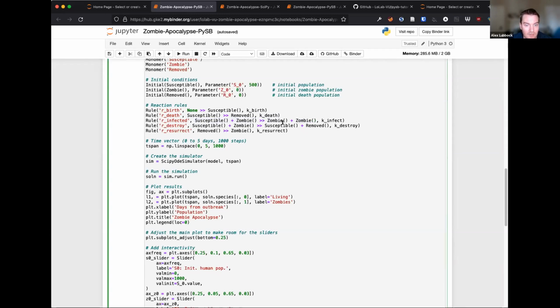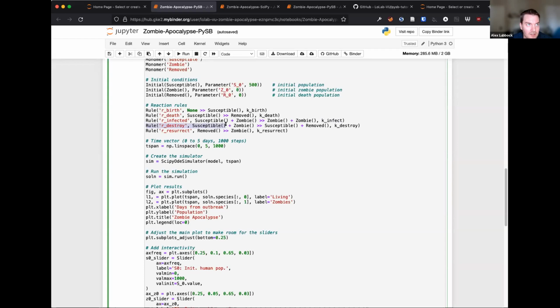So the zombie is conserved in this reaction, the initial zombie that did the infecting, and then the susceptible is converted into a zombie. So you can think about this as the reactants and the products of the rule, and then this symbol shows that it's a one-directional reaction. And again, this is going with the k infect parameter.